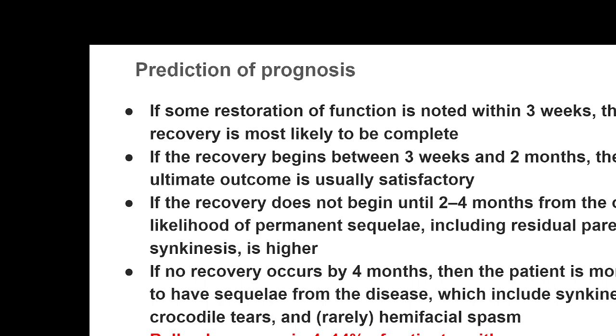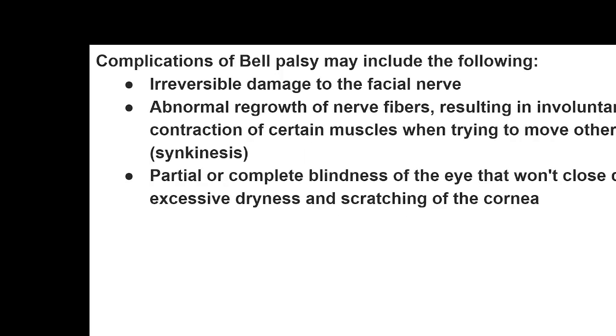If no recovery occurs by 4 months, then the patient is more likely to have sequelae from the disease, which includes synkinesis, crocodile tears, that is continuous discharge from the eyes, and hemifacial spasm. And recurrence occurs in 4 to 14% of the patients, with one source suggesting a recurrence rate of 7%. Now, these are important issues.